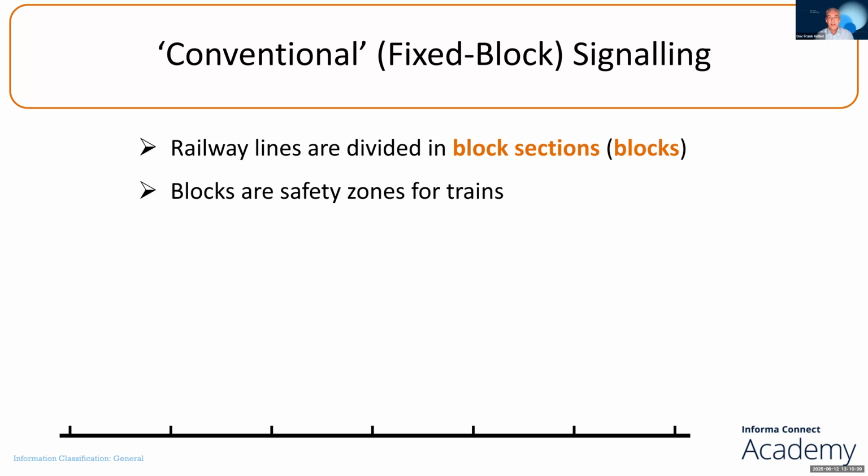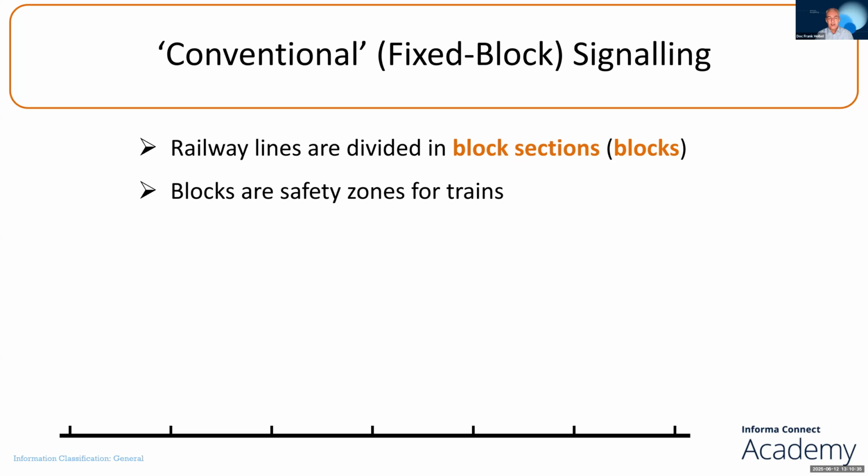There are different technologies for that, track circuits and axle counters, but we're not going to go into details on these things today. Just stick with it. There are devices mounted on the railway tracks in fixed locations, and they demarcate those block sections. Now, the purpose of these block sections is that they are safety zones for trains.